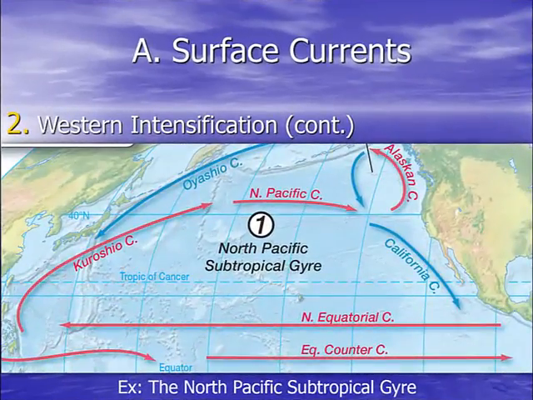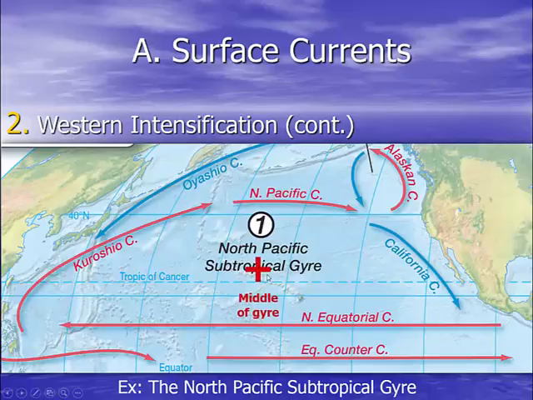So let's take a look at the North Pacific subtropical gyre as an example here. There are 4 main currents that flow into one another. For instance, the California current off the coast of California flows into the North Equatorial current, which flows into the Kuroshio current, which flows into the North Pacific current, and back around to the California current. So this is a giant loop of water, about 6,000 miles across, that goes around in a circle, hence the term gyre.